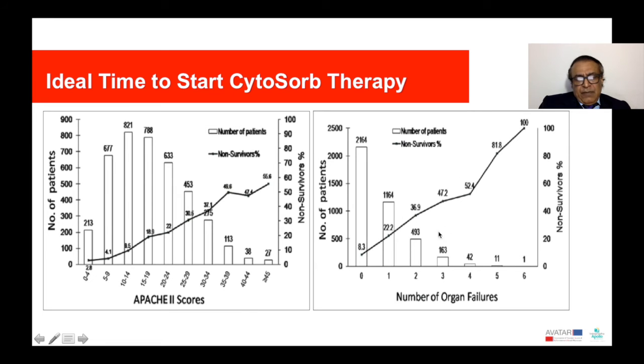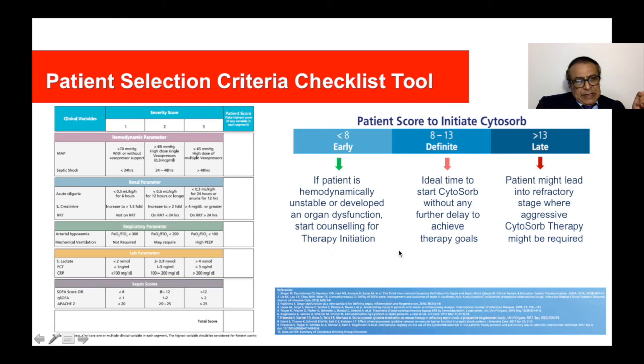So we probably need to work around, as far as Apache is concerned, between 25 to 30, 32. And similarly, when the patient has one organ involved and there's a possibility of another organ getting involved, that should be the ideal time when we need to start this.